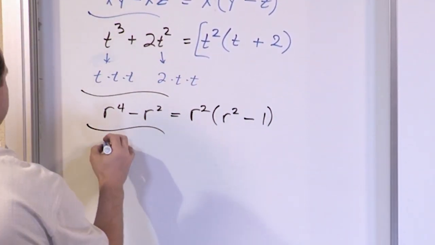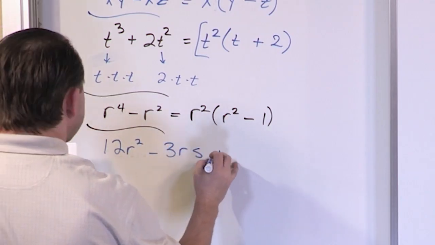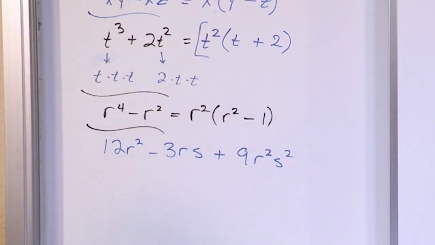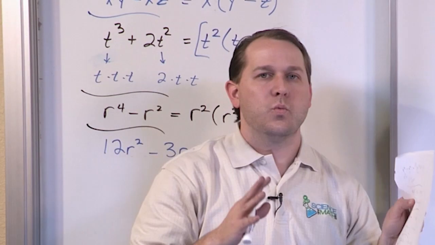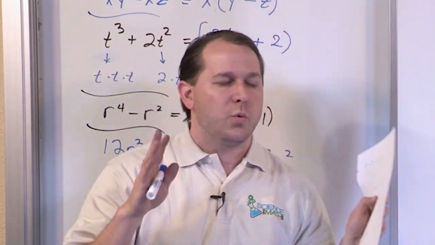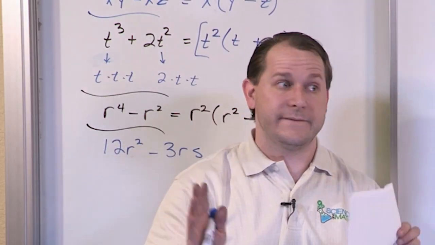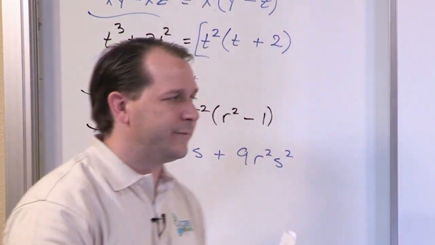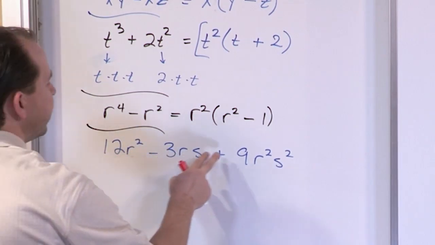Now let's do a slightly larger one. Let's say I have 12 times r squared minus 3 times rs plus 9 times r squared s squared. All right, so I have 3 terms, and I'm trying to figure out what is going to be common to all of them. Whenever I try to factor something out, it has to be common to all of them. So you need to make sure whatever it is is common to everybody if you're going to try to pull it out.